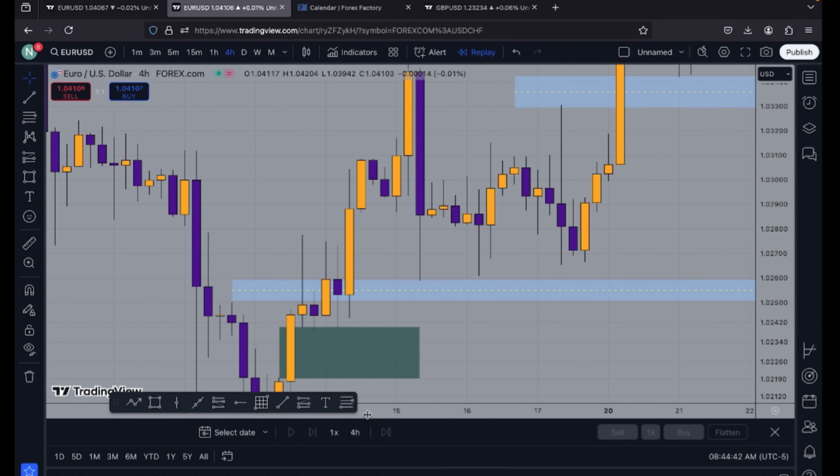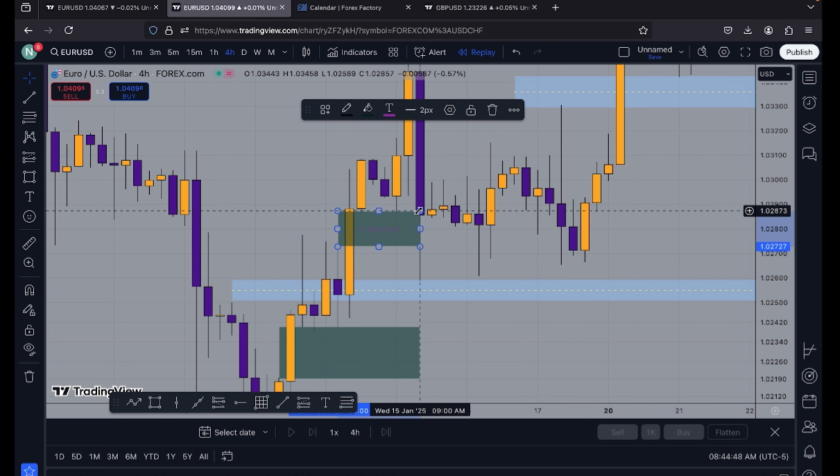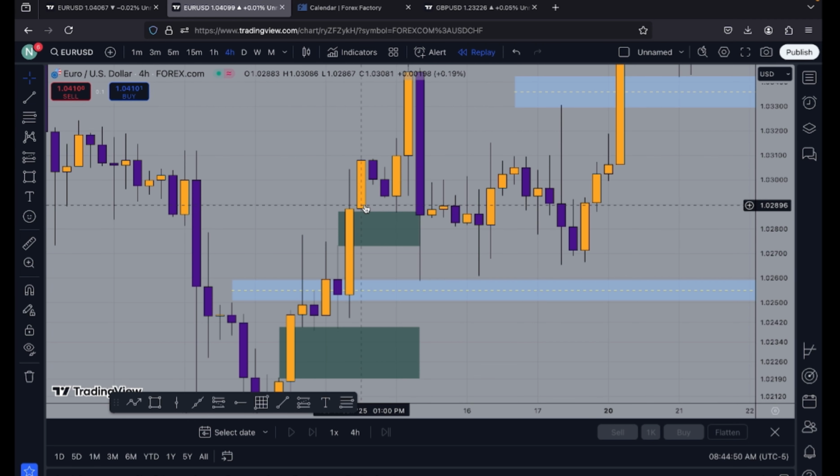Let's continue. So watch, we have another fair value gap here. After this fair value gap formed, watch how price sank back into it and went higher.